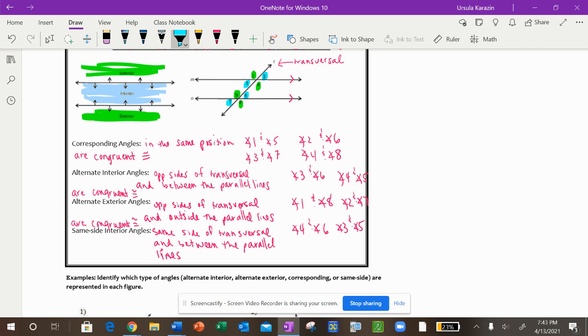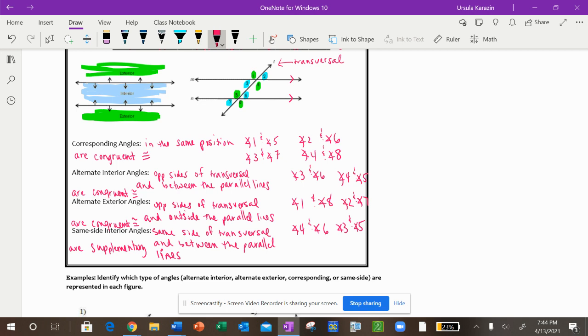So look at my pretty little picture here. Notice my corresponding ones line up. The green ones correspond, the blue ones correspond. The green ones are congruent, the blue ones are congruent. But a blue and a green will be supplementary. So if you look at 4 and 6, they're supplementary, not congruent, and 3 and 5 are as well. So same side interior angles are supplementary. And there's a lot of alliteration there, guys. Same side, supplementary.